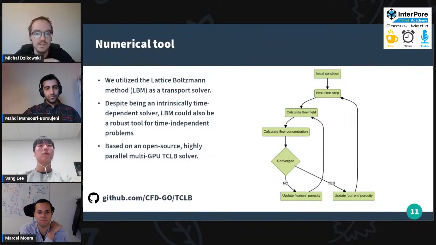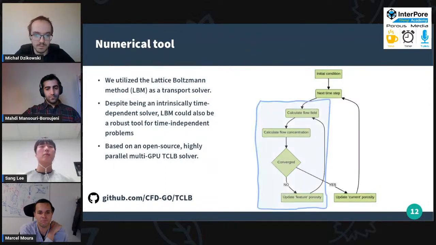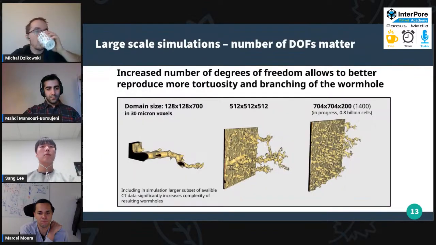The whole software is constructed around a lattice Boltzmann solver, but it doesn't advance it in time like in usual cases. We use lattice Boltzmann to obtain the flow field and concentration field, but global evolution is governed outside. So only this blue part is governed by the actual lattice Boltzmann solver, but it's not time dependent. Lattice Boltzmann is a bit different.